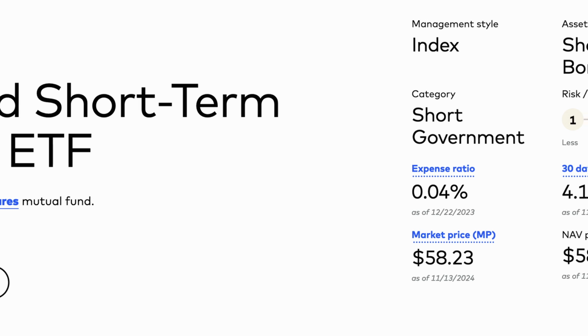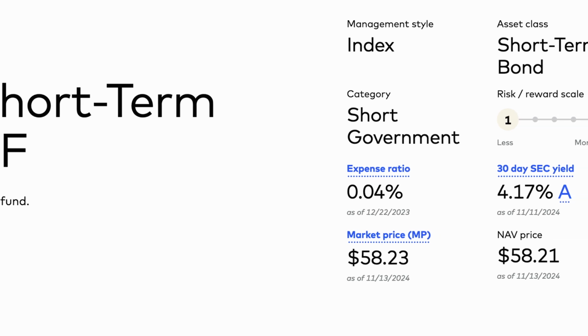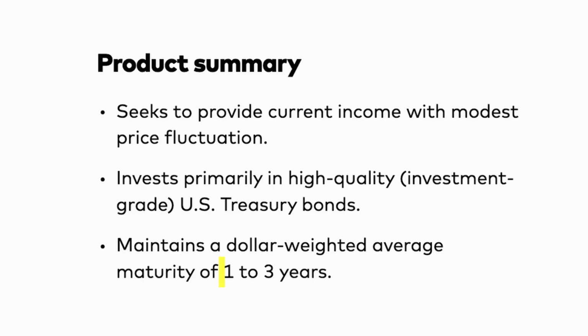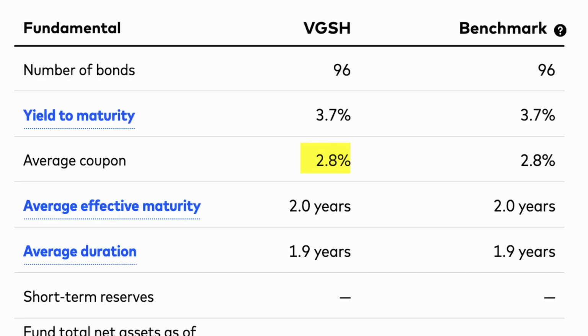Finally, let's look at Vanguard Short-Term Treasury ETF, which is VGSH. Now, this has a 4.17% yield. And again, this seeks to provide current income with some modest amount of fluctuation and invest in U.S. Treasury bonds. Now, the dollar-weighted average maturity is 1 to 3 years here. So it's a lot shorter than the long-term Treasury fund. This will probably end up being closer to whatever interest rates are at the time because of the shorter duration. The average coupon here is 2.8%, and the average duration is 1.9 years.